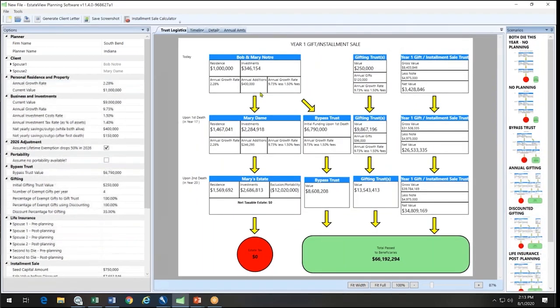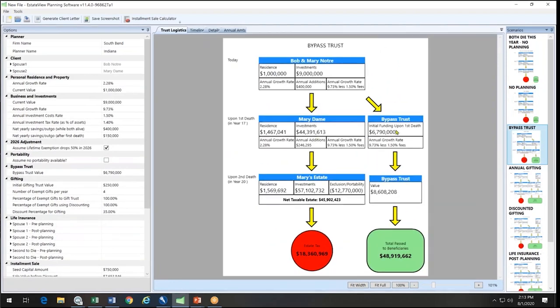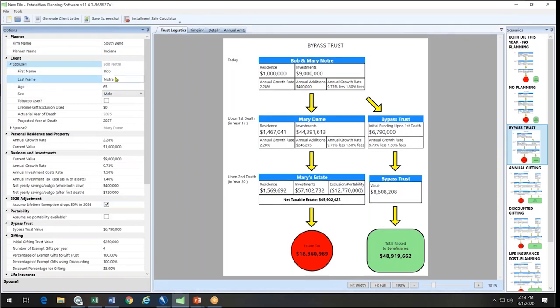So I go to the left side of the screen, and I can play the bypass trust here for you. And on the left side of the screen are the inputs. The first input is your law firm name. I've got South Bend, and then the name of the planner. I've got Lawyer Indiana. And then for each spouse, I've got the first name, the last name, the age, whether they're male or female. And then this will tell me the life expectancy based upon whether they smoke or don't smoke. And then I can dial in the year that I want Bob to die.